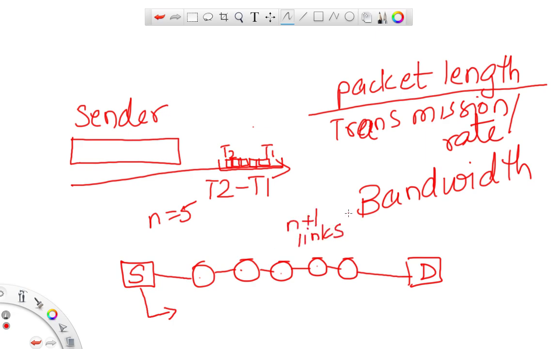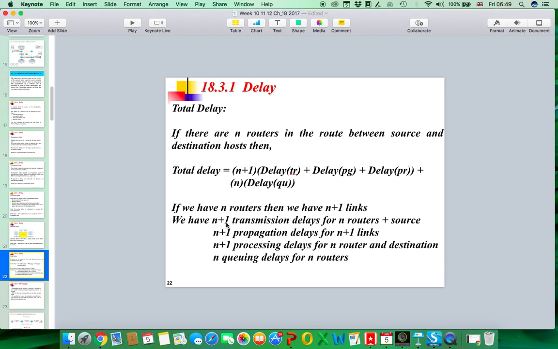That's what it says. Now because we have all these links here, we have transmission delay will be n plus 1 transmission delays for each link, okay, for n routers plus source. Then we also have n plus 1 propagation delays for all the links, okay? So we would have 6 transmission delays in our case, 6 propagation delays, and n plus 1 processing delays for the n routers and destination, okay?